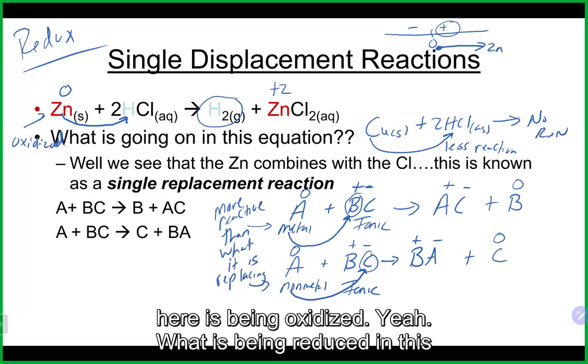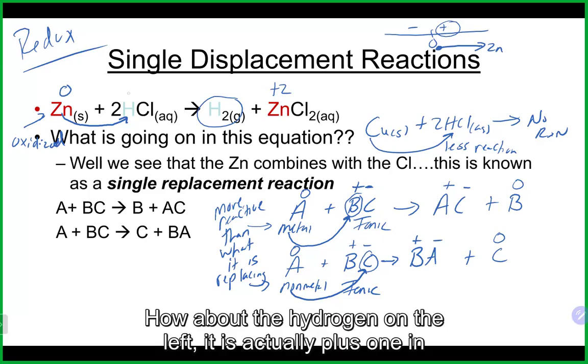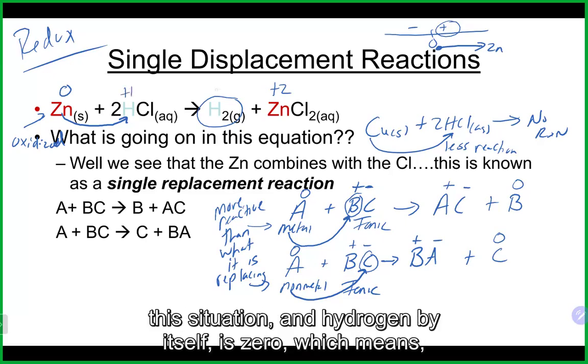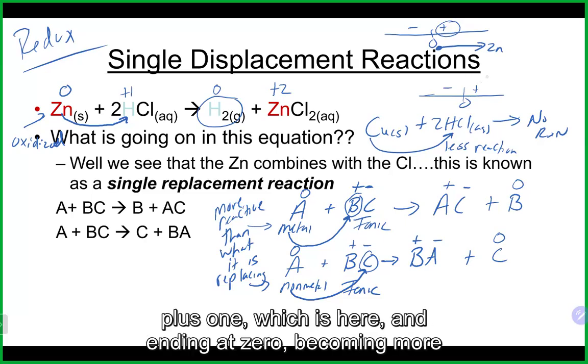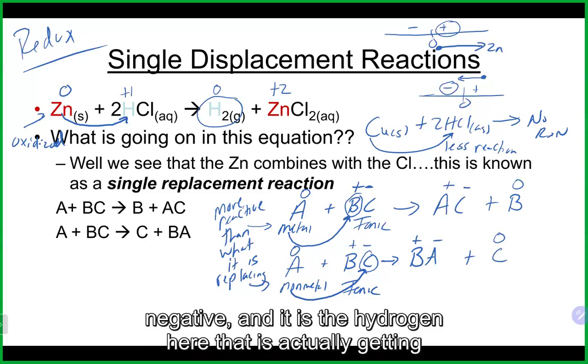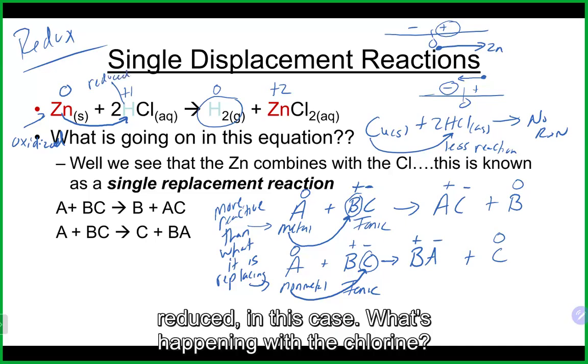What is being reduced in this case? Is it the hydrogen or the chlorine, or both? Let us see. How about the hydrogen on the left? It is actually +1 in this situation, and hydrogen by itself is 0, which means the hydrogen is starting at +1 and ending at 0, becoming more negative. And it is the hydrogen here that is actually getting reduced in this case.